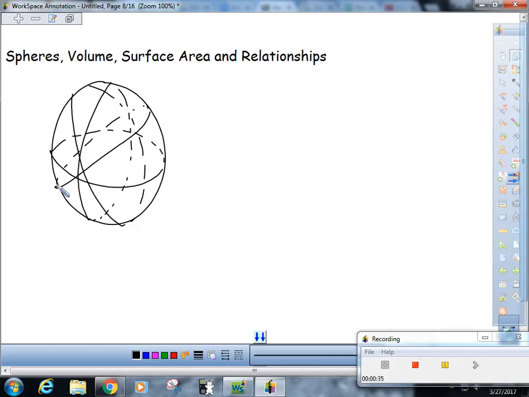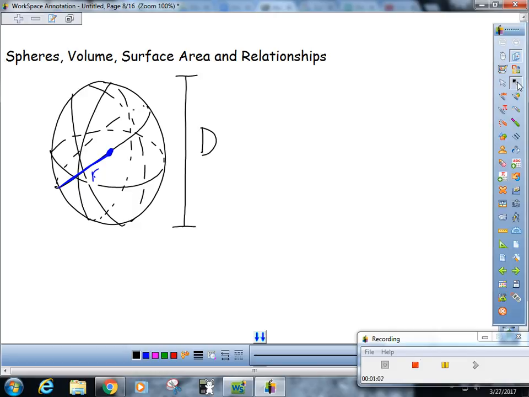The only measurement of a sphere, well, I shouldn't say the only, the two measurements of a sphere that matter are radius and diameter. I could have drawn my diameter inside of the sphere, but I thought it would get kind of confusing. Okay? So, first let's just get to the nitty-gritty.